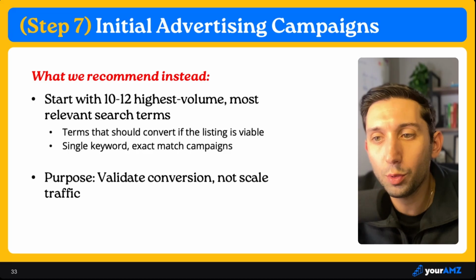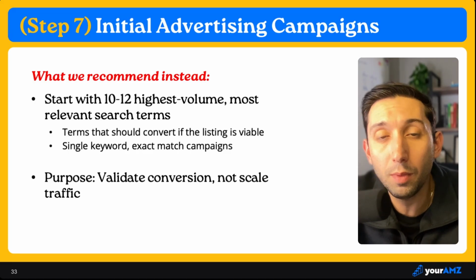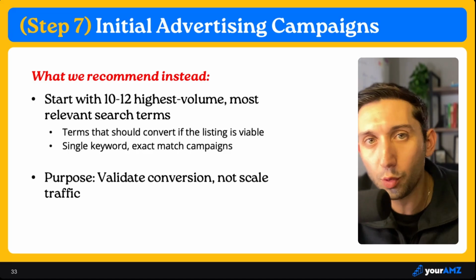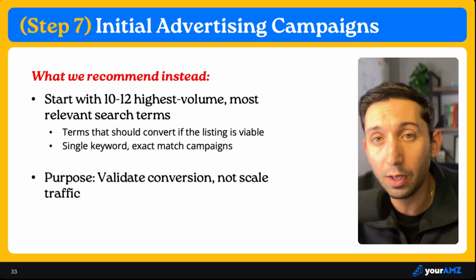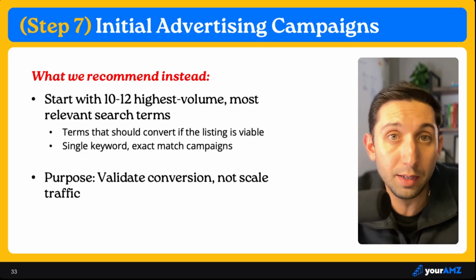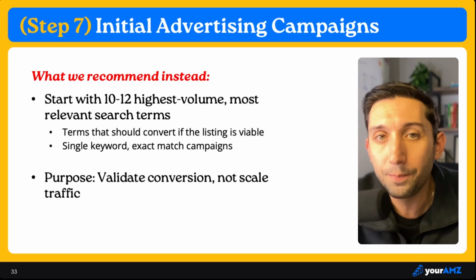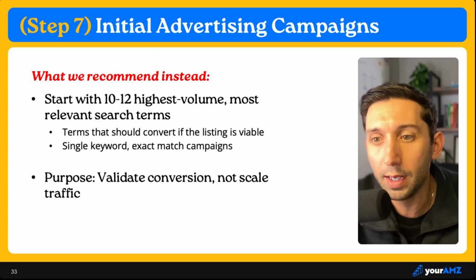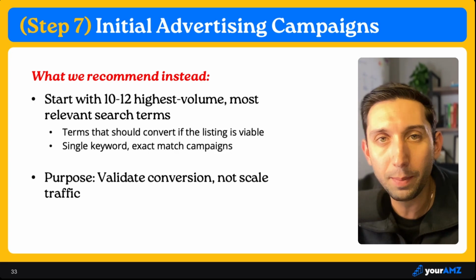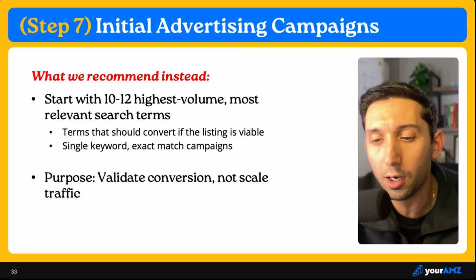You want to start with 10 to 12 of the highest volume, most relevant search terms. There are tools like Helium 10 where you can figure out what are the most relevant search terms. If I search that, my top competitors are going to end up showing up or ranking for that search word. And then you can also filter by the highest volume. So these are the ones that you want to start with first. And you want to create single keyword exact match campaigns. This is what you want to start with if you're launching a product on Amazon.